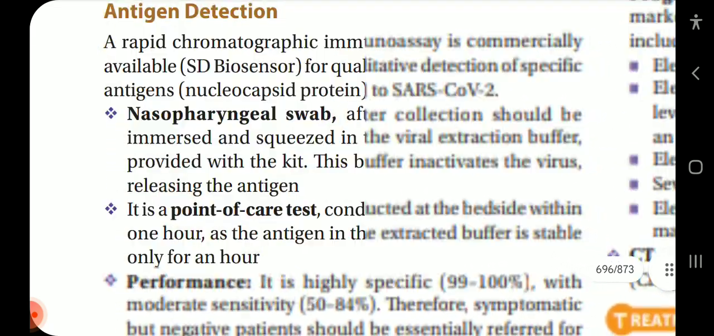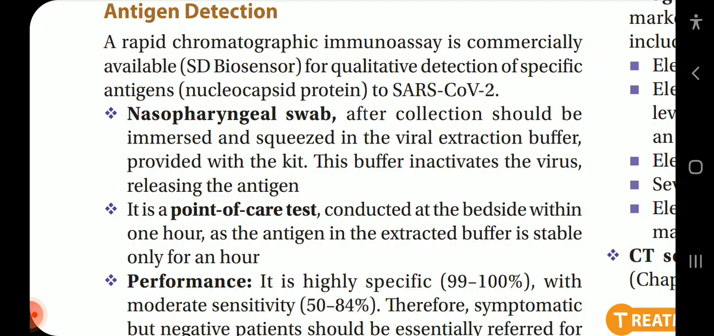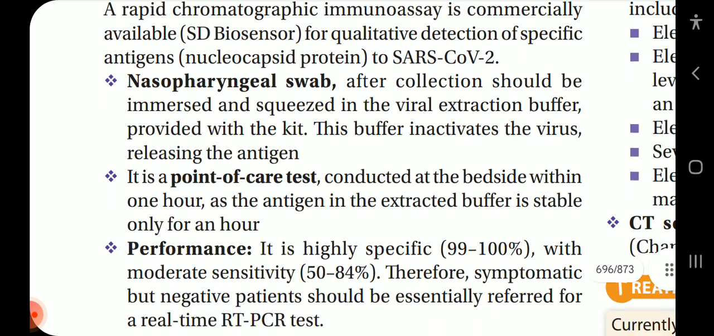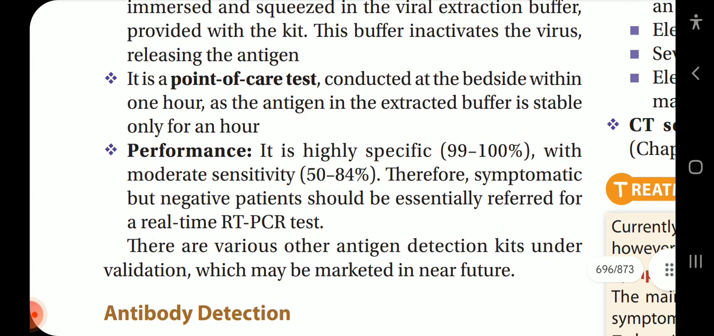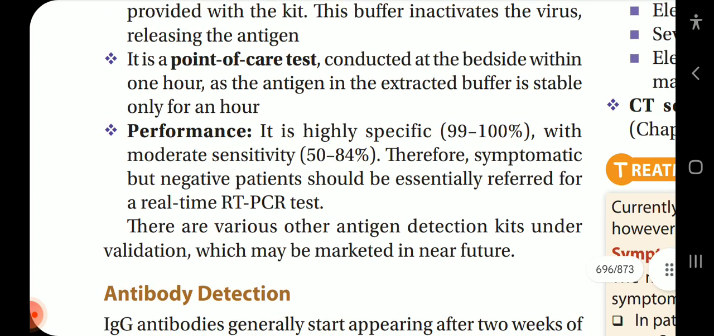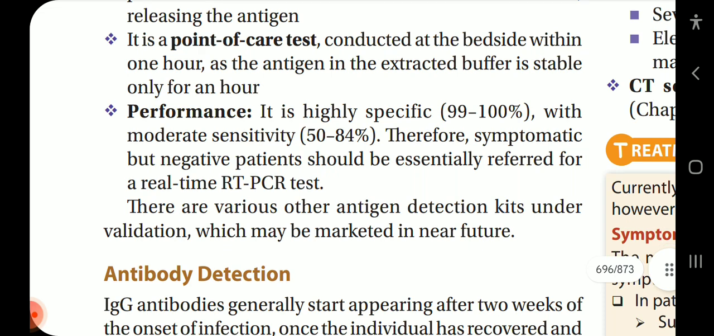And antigen detection. A rapid chromatographic immunoassay is commercially available, SD Biosensor, for qualitative detection of specific antigens, the nucleocapsid protein of SARS-CoV-2. The nasopharyngeal swab after collection should be immersed and squeezed in the viral extraction buffer provided with the kit. This buffer inactivates the virus, releasing the antigen. As a point of care test, it is conducted at the bedside within 1 hour, as the antigen in the extracted buffer is stable only for an hour.